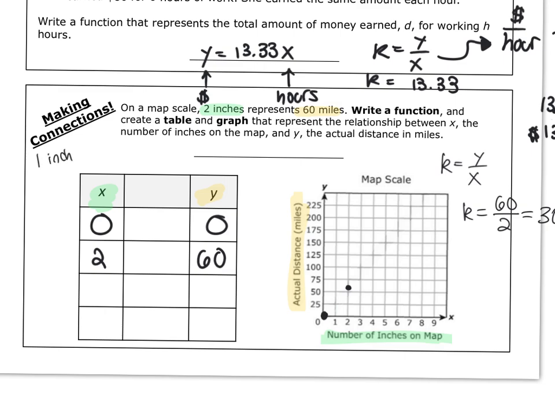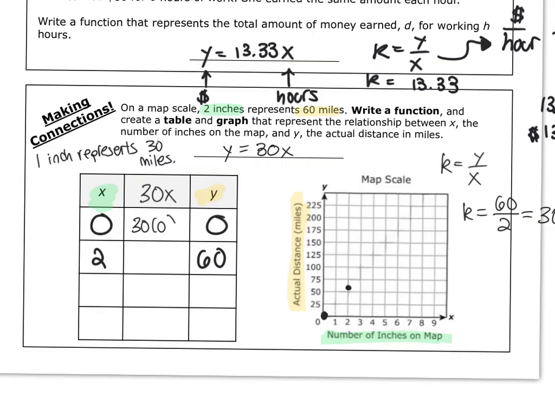1 inch represents 30 miles. That is also all that I need to know to be able to write an equation. I can now write y equals 30x. The number of miles equals the number of inches multiplied by 30. Let's use that to complete our table. So whatever I have for x, I'm going to multiply it by 30, and that should give me my y.